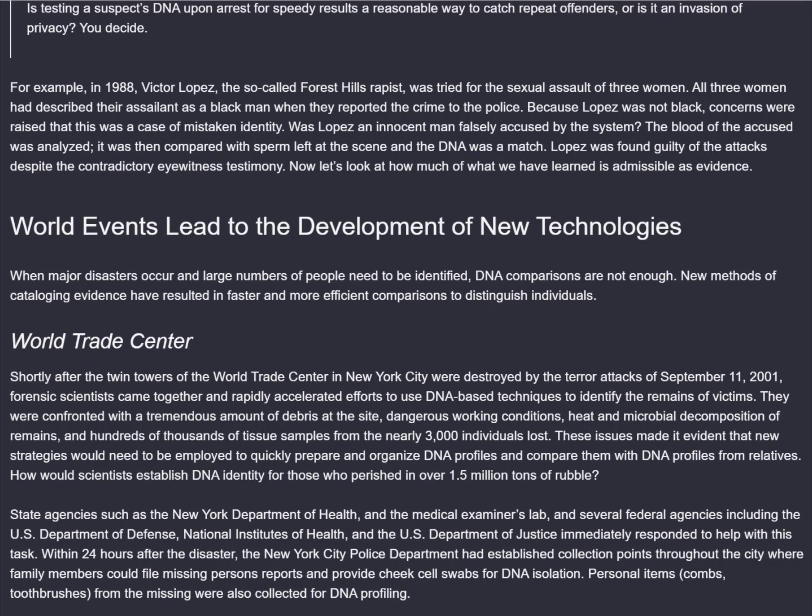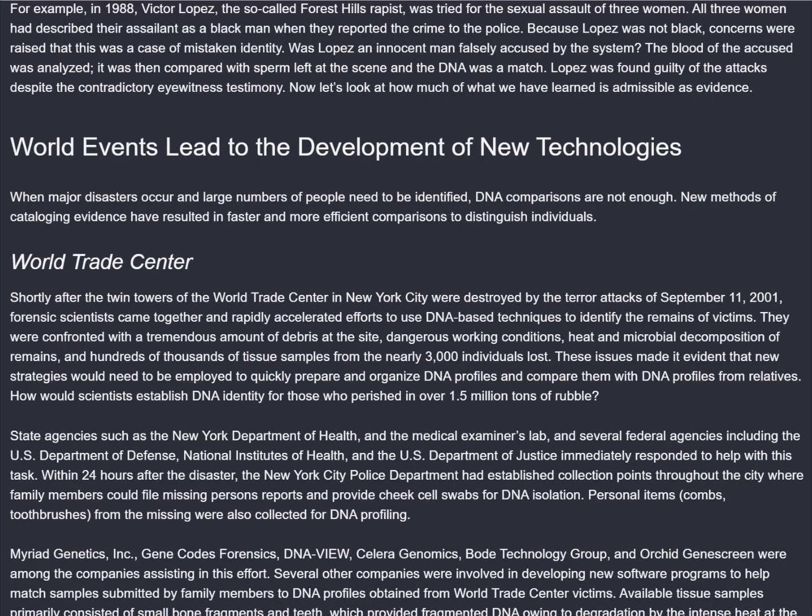Is testing a suspect's DNA upon arrest for speedy results a reasonable way to catch repeat offenders, or is it an invasion of privacy? You decide. For example, in 1988, Victor Lopez, the so-called Forest Hills rapist, was tried for the sexual assault of 3 women.